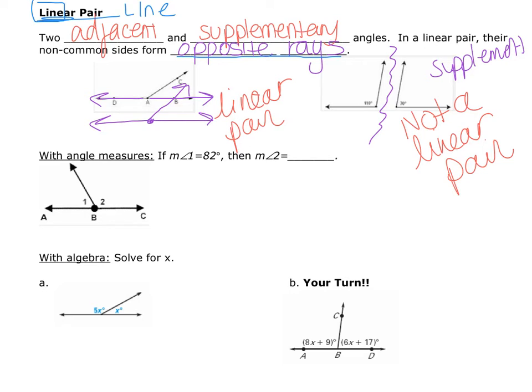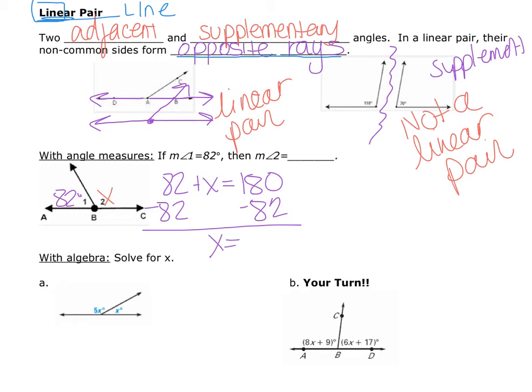Now let's look at it with angle measures. If the measure of angle 1 is 82 degrees, then find the measure of angle 2. Well, looking at this picture, you should know that this is a linear pair. We have two angles, and they're adjacent because they're sharing this side, and they form opposite rays. So that's a line. So we know when we add these two angles together that the sum is 180 degrees. So subtract 82 from each side. If you take 180 minus 82, you should get 98. So that is the measure of angle 2.